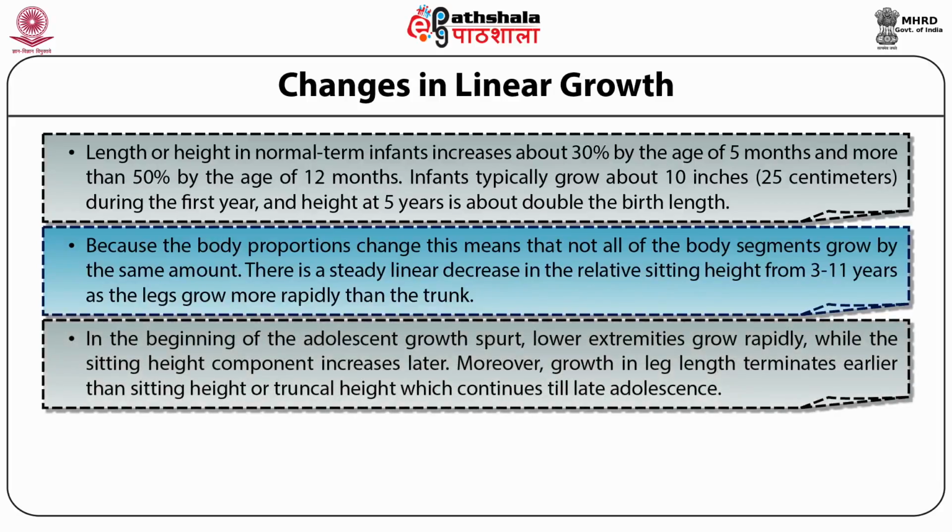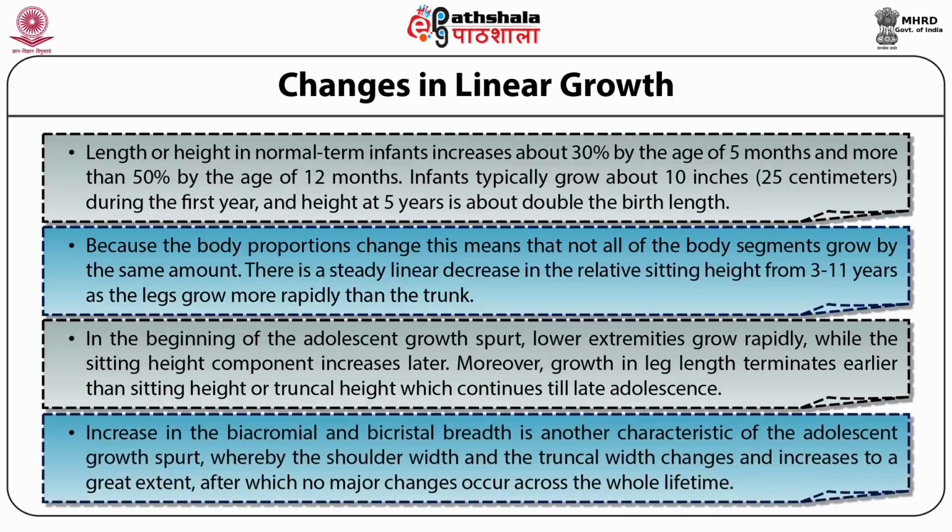In the beginning of the adolescent growth spurt, lower extremities grow rapidly while the sitting height component increases later. Moreover, growth in leg length terminates earlier than sitting height or truncal height, which continues till late adolescence. Thus, the increase in sitting height occurs over a longer period of time and contributes more to adolescent gain in stature than leg length.